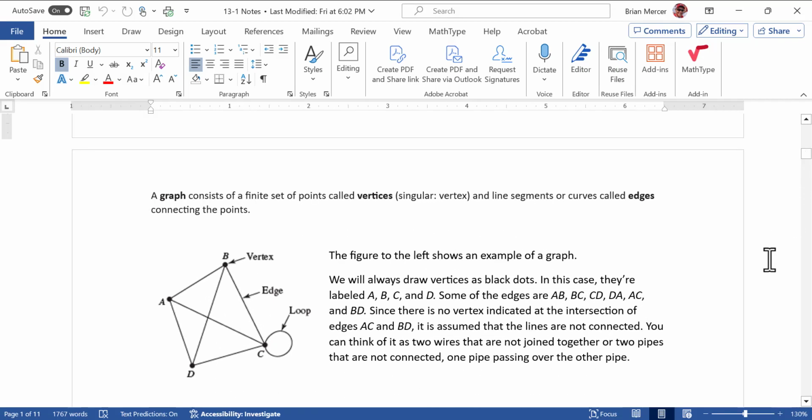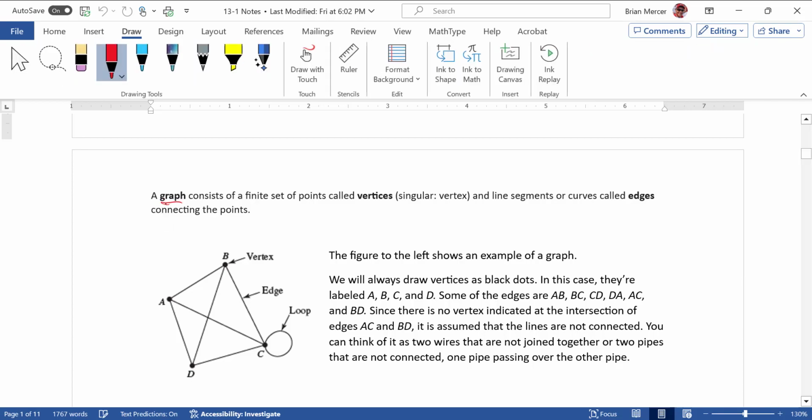So in lesson 13.1, we've got some definitions to figure out, first of all. A graph, for purposes of what we're dealing with here, is a finite, that means countable, set of points called vertices. Singular for that is a vertex. And line segments or curves called edges. So each line that you see here, these are all called edges. Even this loop is called an edge. And then each of the dots is called a vertex.